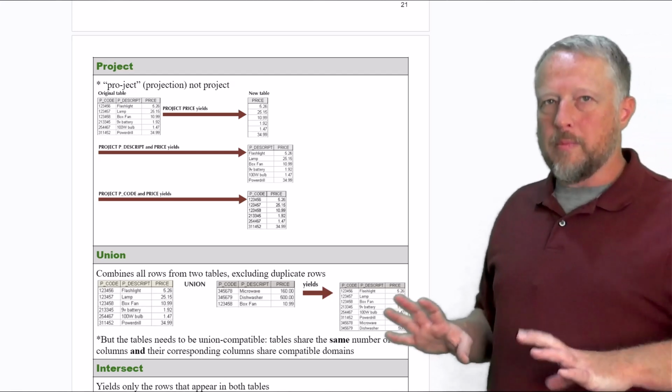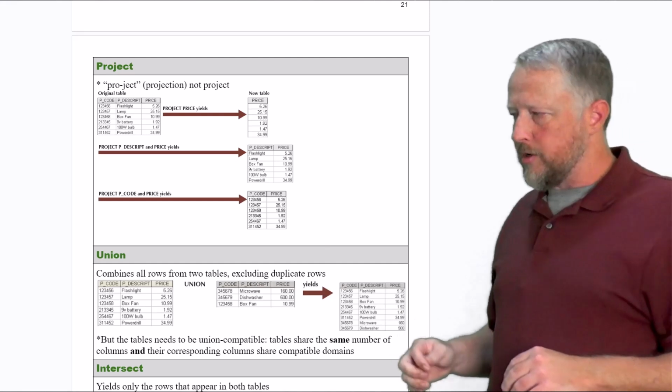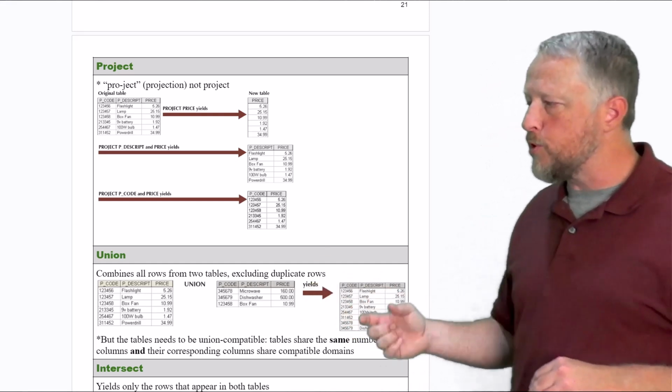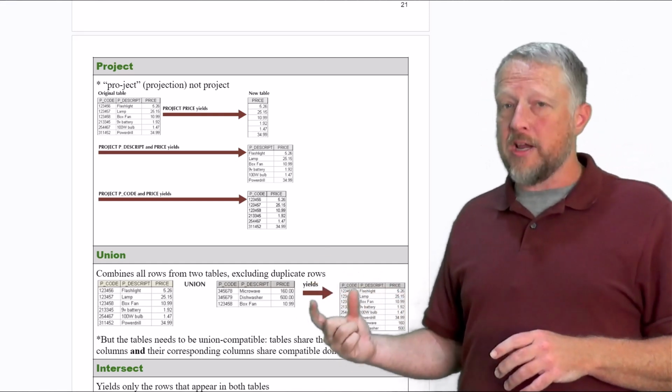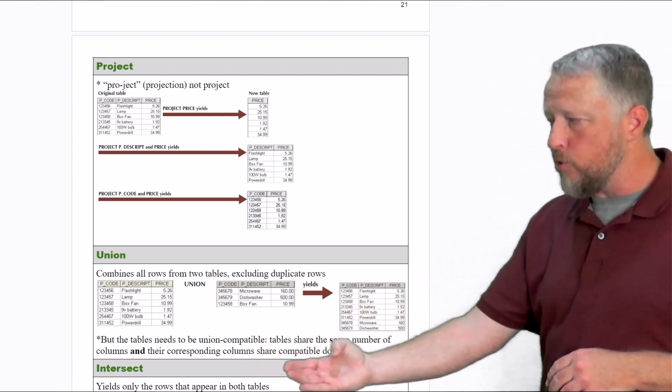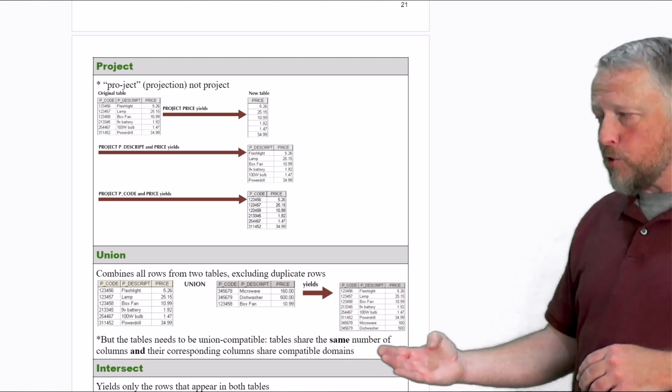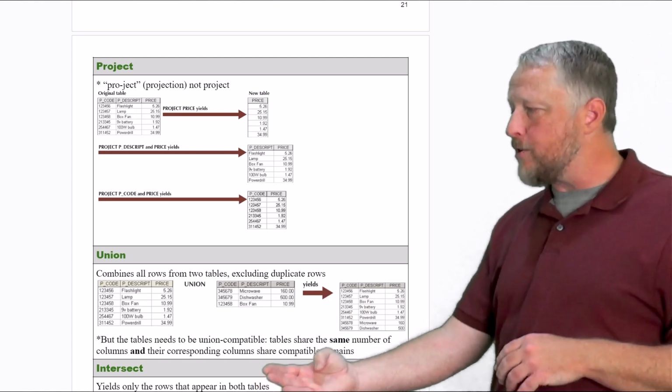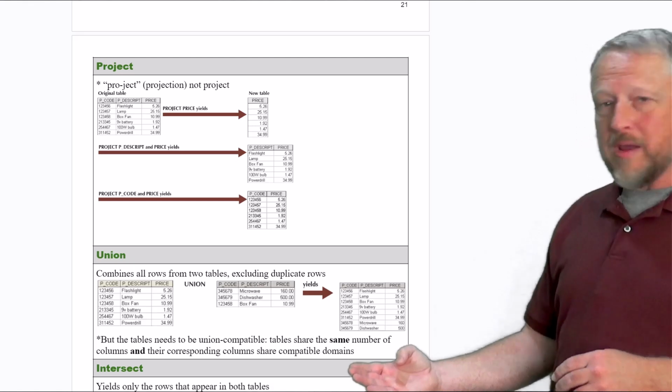So this one can be a little bit more interesting, and that's a union. And this is combining all rows from 2 tables, excluding duplicate rows. But here's the important part. The tables need to be union compatible, which means the tables share the same number of columns and their corresponding columns to be able to do this.